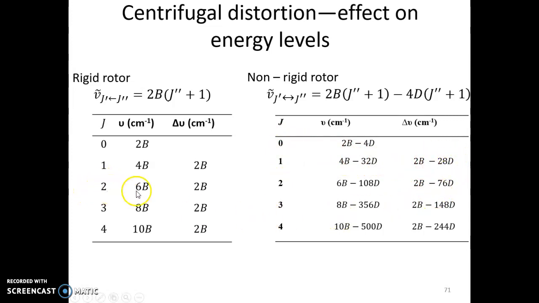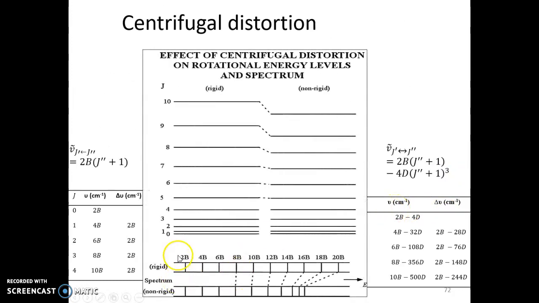If you go to J equals 2, we have 6B for the rigid rotor, but here it is 6B minus 108D. So it's even lower when compared to the J equals 1 state, and the spacing between that line and the following line is now even smaller. But again, D is small. We can look at this at an energy level. So 0, 1, we notice that as we go higher, the changes in energy levels are obvious.